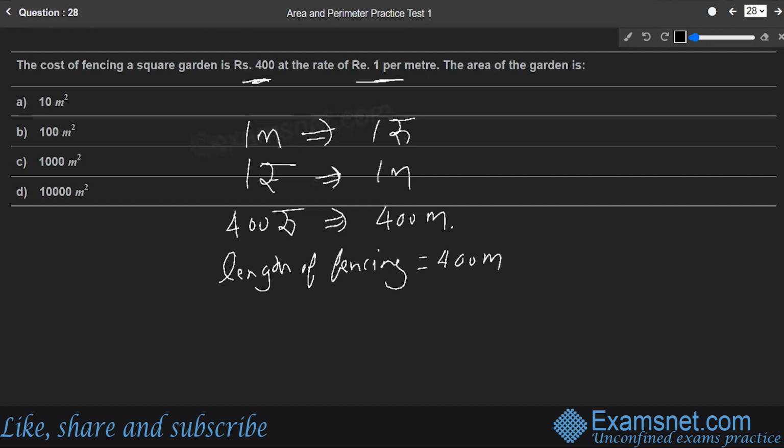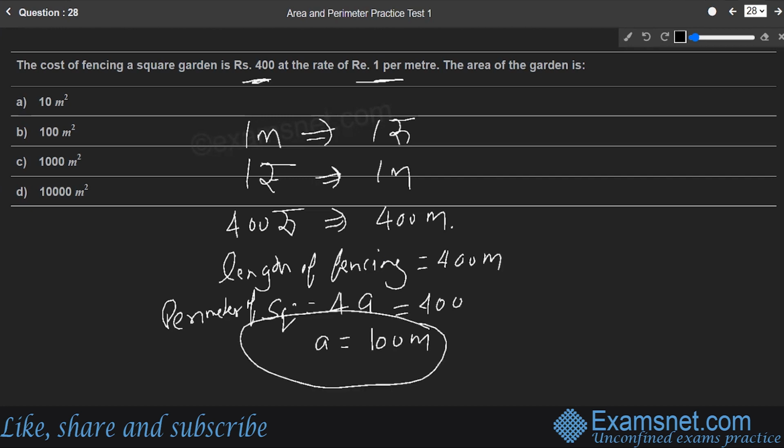Then he asked the area of the garden. So a square has a fencing, or the perimeter, as the perimeter of the square. Perimeter of the square is nothing but 4 times the side, which is given as 400. So clearly the side can be written as 400 by 4, that is 100 meter. So that is the side of the square.